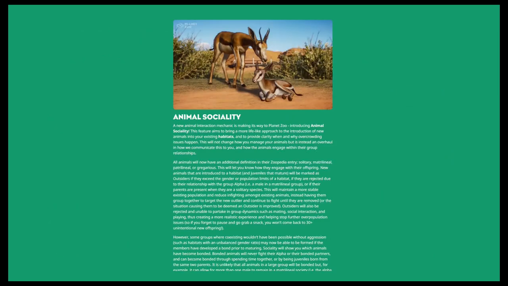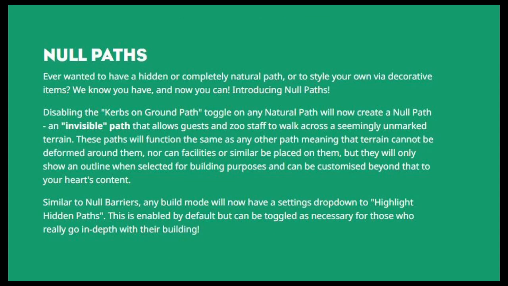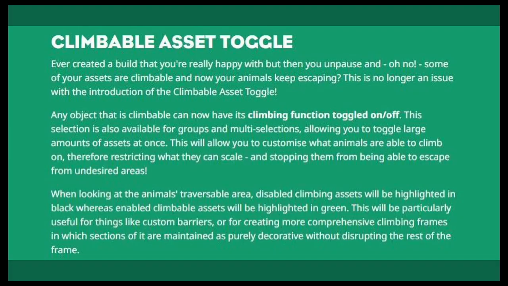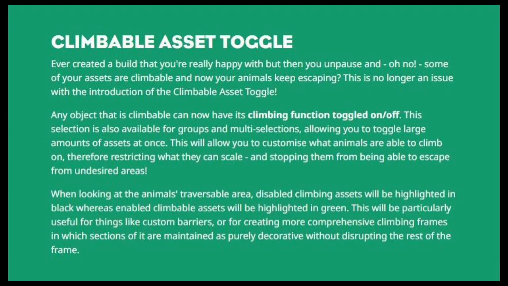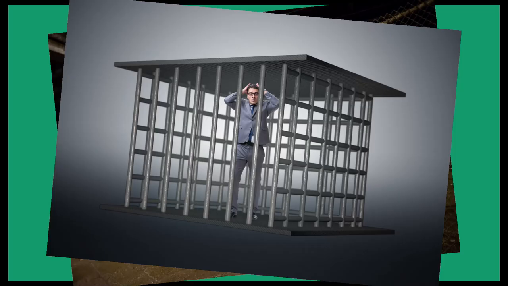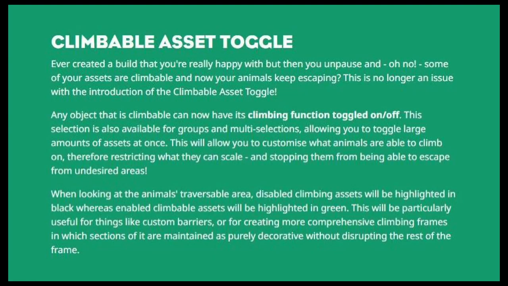I know. We have this huge animal behavior update, and we have the null paths that people have been asking, nay, begging for forever. But I'm really excited about the flipping lemur fix, okay? And you can toggle the climbing function of an object on and off, just the object itself or a group of objects. So you could make your climbing frame one group and keep that climbable. And then you can make your fence or your cage or your building another group and make that not climbable. You can create custom barriers out of things that animals would normally just climb through.